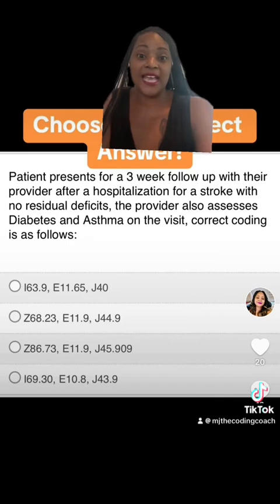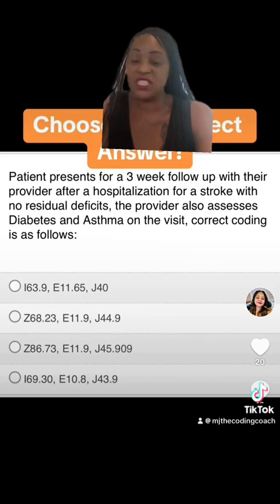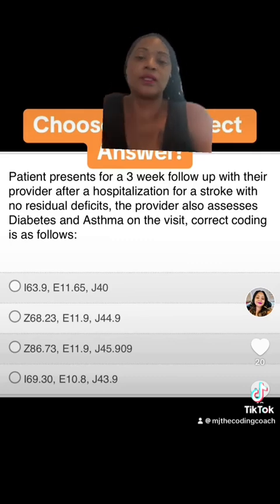Now, if you're a coding expert and you've been coding for a while, especially ACC, then you'll also know that D is not the answer because I69.3 signifies or reflects that there is a residual deficit from the stroke. And we also would know that J43.9 is for emphysema. The question says asthma and mentions nothing about emphysema. So we know that D is the incorrect answer.